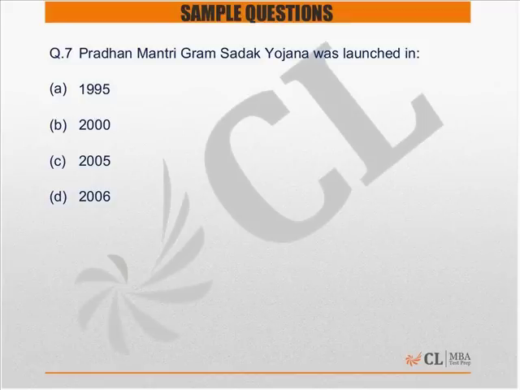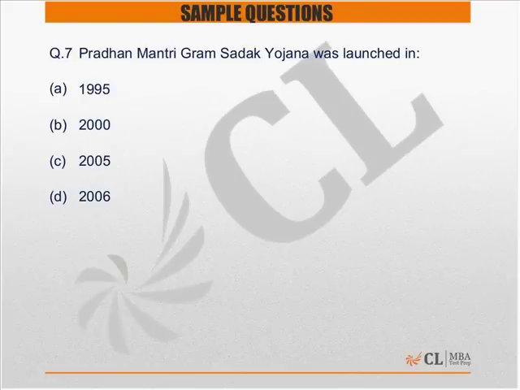I think this time you all provide the correct option. Here is a hint for you. Any scheme which starts with the name Pradhan Mantri was in general launched by Prime Minister Atal Bihari Vajpayee, whose first tenure was in 1996, the second was 1998 to 1999, and the final tenure was 1999 to 2004.